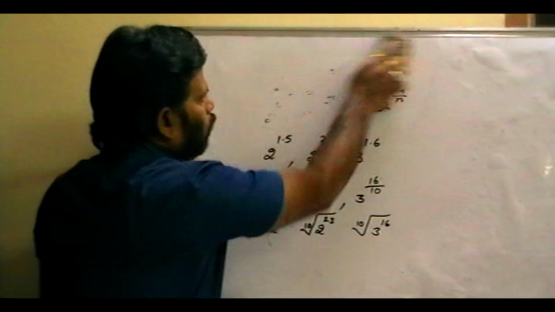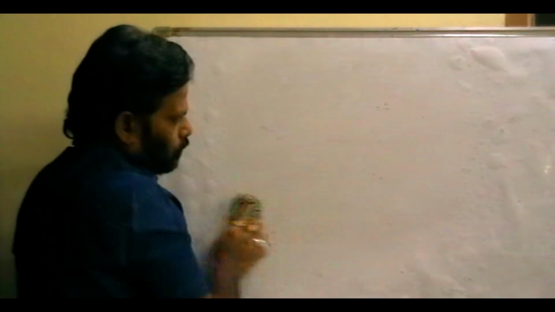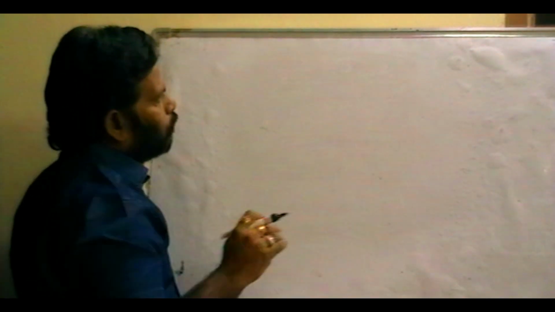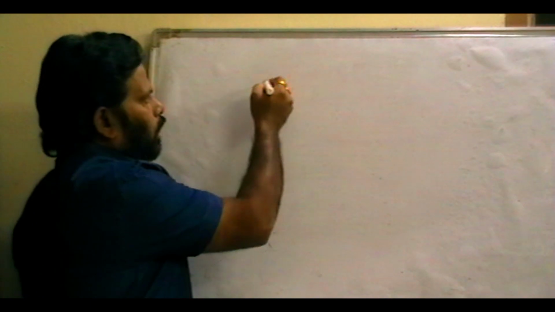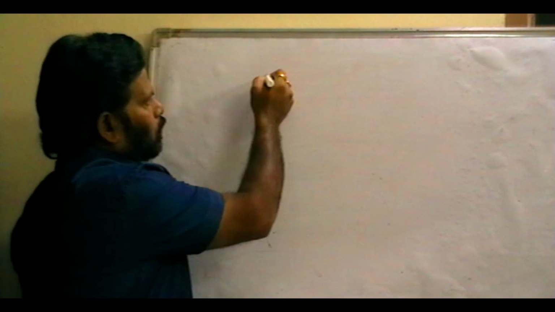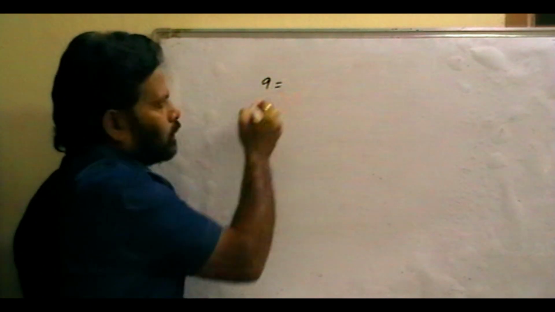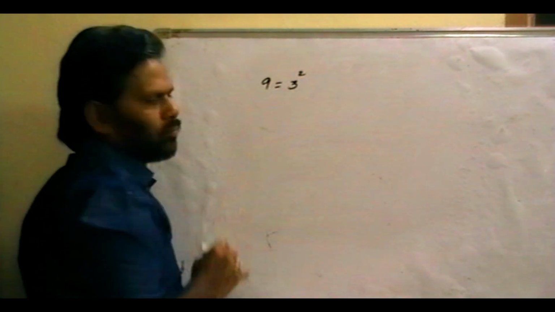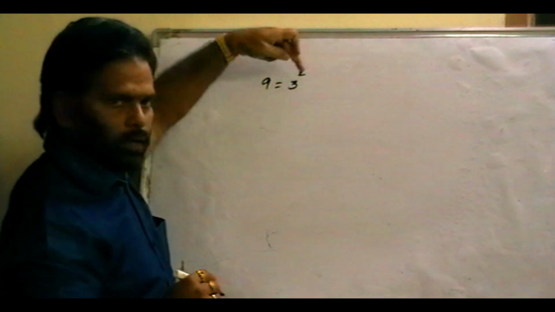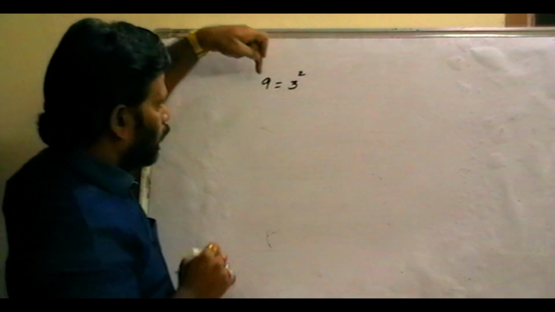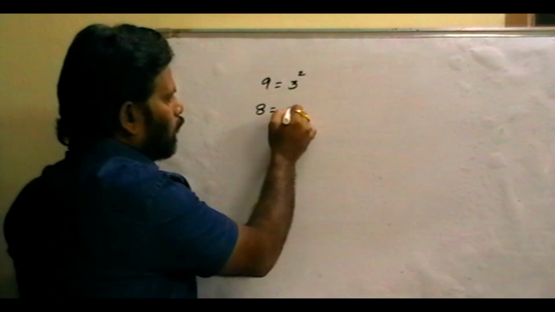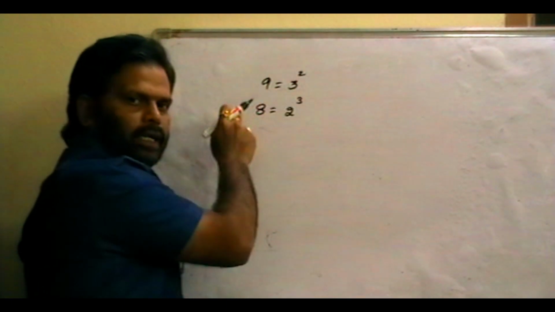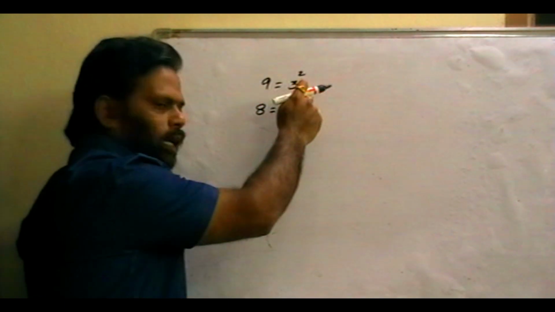And one more, for example, suppose 9 we can write as 3 square, means 3 to the power of 2. If 3 is multiplied 2 times, then we'll get 9. Suppose 8 we can write as 2 cube, means 2 to the power of 3 will get 8. If 2 is multiplied 3 times, we'll get 8.